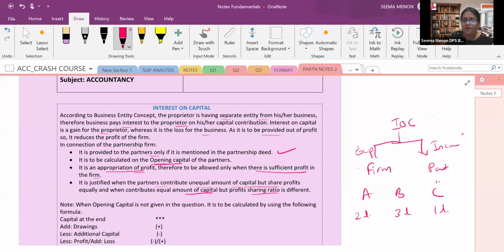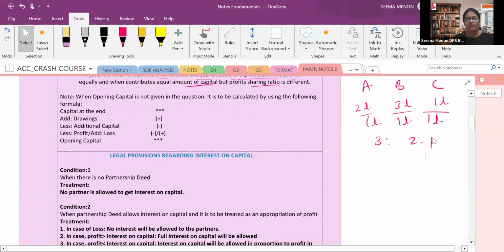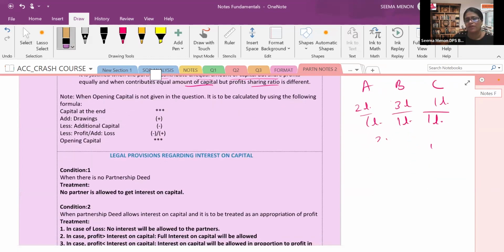Even though they bring equal amounts of capital, suppose all bring 1 lakh each, and the profit sharing ratio is different, say 3:2:1, that time also they cannot get interest on the basis of the profit sharing ratio. It should be justified, so always keep a particular rate on interest on capital. Okay. Now, children, somewhere the opening capital may not be given in the question. Then how will you find out the opening capital?